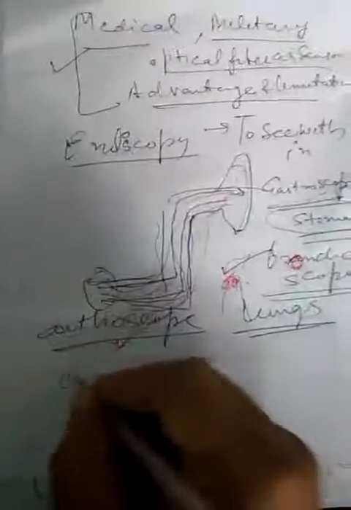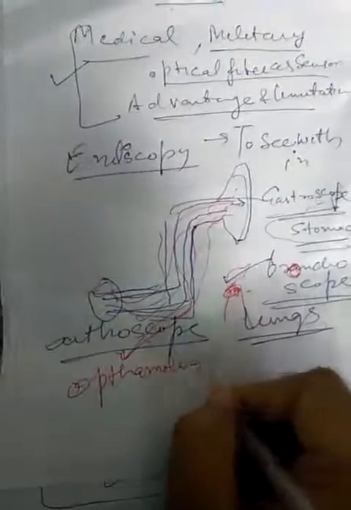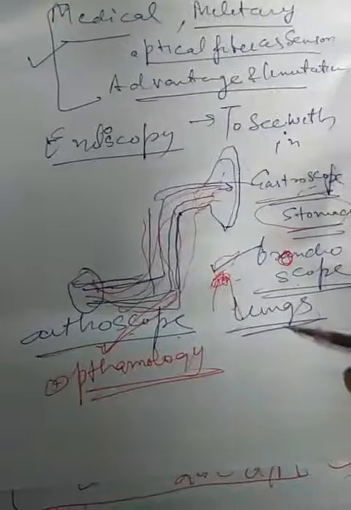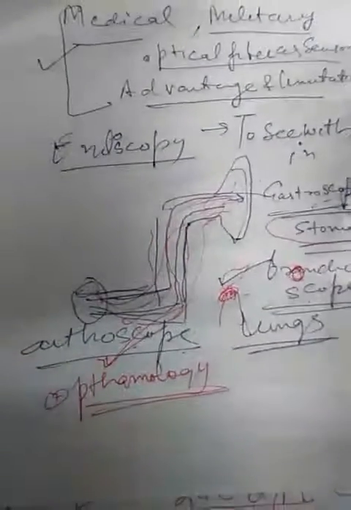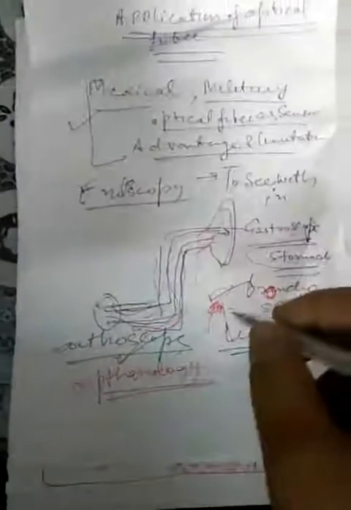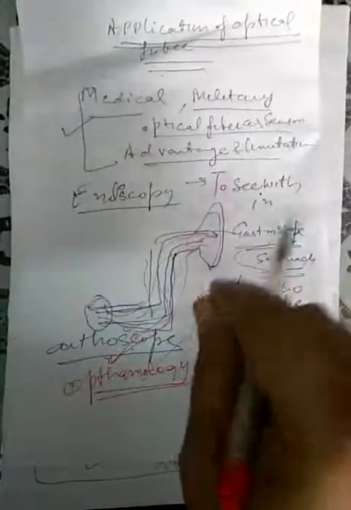Then another application is ophthalmology. Ophthalmology is used to reattach the retina and to correct defects of vision. We have seen there are different kinds of defects like long-sightedness, short-sightedness, and many more. With the help of ophthalmology, optical fibers and lasers are used, with which these defects can be corrected.